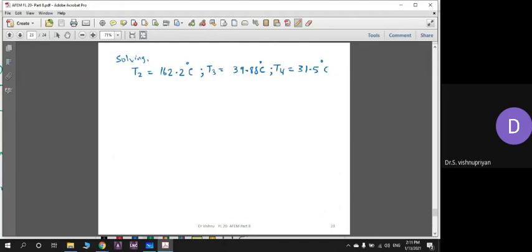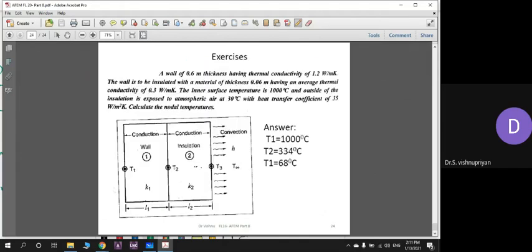This is how we do the composite wall problem. Now there's an exercise that is given. You can do this exercise and verify your answers with what is given in the solution.